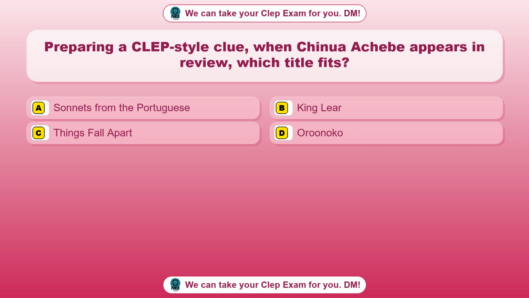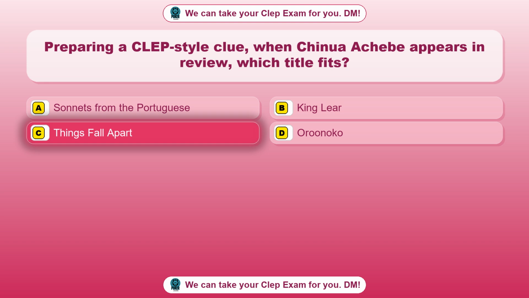Question 21. Preparing a CLEP-style clue when Chinua Achebe appears in review, which title fits? Option A, Sonnets from the Portuguese. Option B, King Lear. Option C, Things Fall Apart. Option D, Omeros. The correct answer is option C, Things Fall Apart.